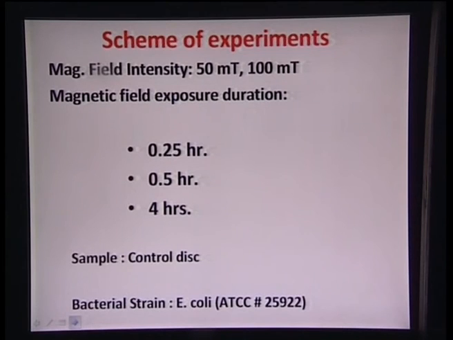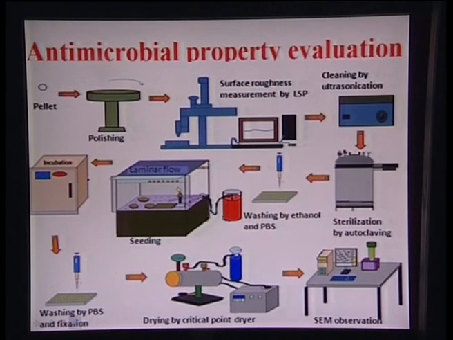Initially we did this test up to 150 millitesla, and then we increased the field to 100 millitesla. Magnetic field exposure duration is varied from 0.25 hours to 4 hours. We first used the sample control disk, and then we also used the bacterial strain, that is the E. coli strain from ATCC. We followed the standard protocol for the bacterial culture, and after that we used the scanning electron microscope to observe the bacterial cell morphology.